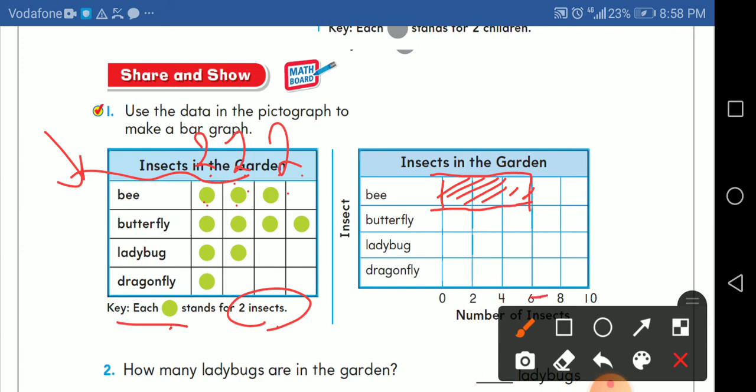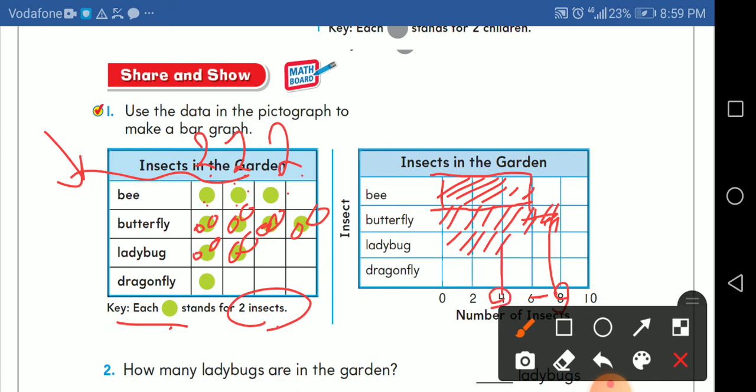The butterflies, okay, I've got 1, 2, 3, 4. If it's easier for you to do it like this, it's okay. 5, 6, 7, and 8. So I'm going to color until 8. What about the ladybug? 1, 2, 3, 4. So I'm going to color until 4.